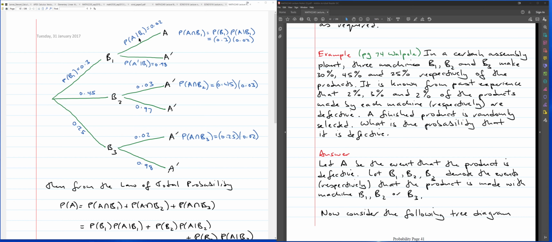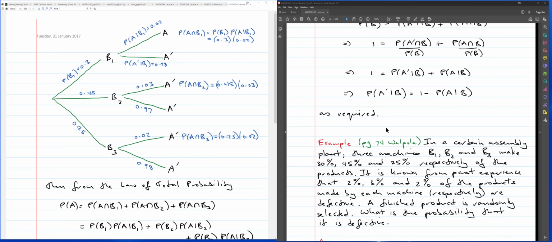Alright, so the probability of being defective given that B1 has occurred is this 0.02 over here, which is written over here. Now what we may want is the probability of it not being defective given that it was made by machine B1.